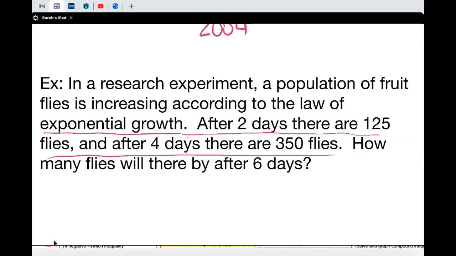Okay, what's our model for exponential growth again? Yeah, and I'm going to ignore the plus k. Typically, we're just going to use this one without k. Okay. So, what does this whole 2 days and 125 flies and 4 days and 350 flies represent? Any guesses?